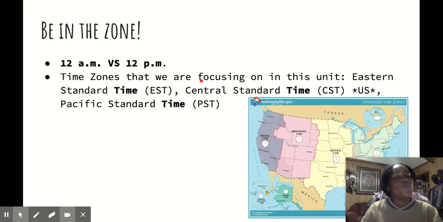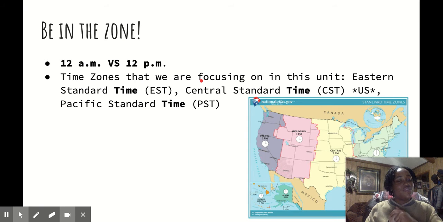We also discussed time zones. If you're in New York, you're in the Eastern time zone. If you're in Louisiana, like our state, you can remember our state is in Central Standard Time. If you were in California next to the Pacific Ocean, you were in Pacific Standard Time, and that's how we chose to remember it in class.